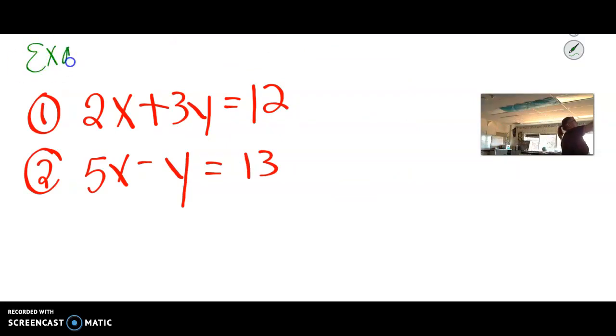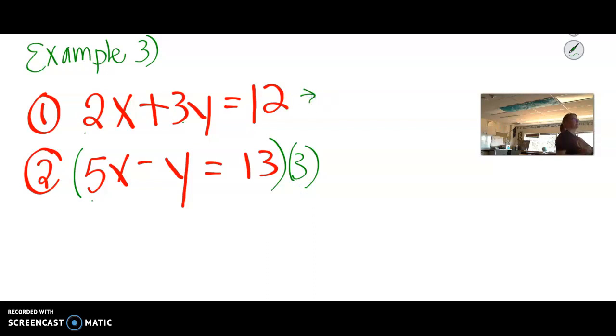This is example 3. All right, if you look, we have a 2 in front of the x on the top and a 5. And we have a 3 and a -1 in front of the y's. So I want you to stop and think, what variable would be easiest to eliminate, and what would you have to multiply by? If you look, I've got a 3y and I've got a -y. If I multiply equation 2 by 3 on both sides, I'm going to have a 3y on the top and I'm going to have a -3y on the bottom.